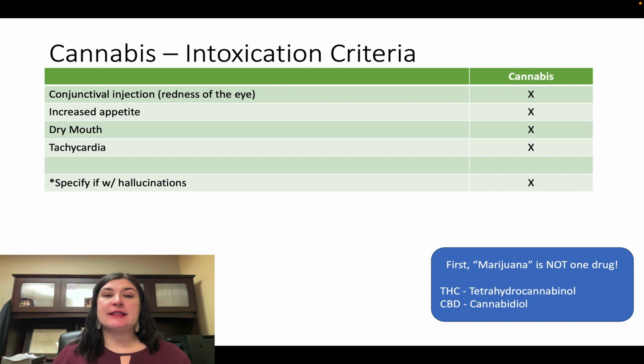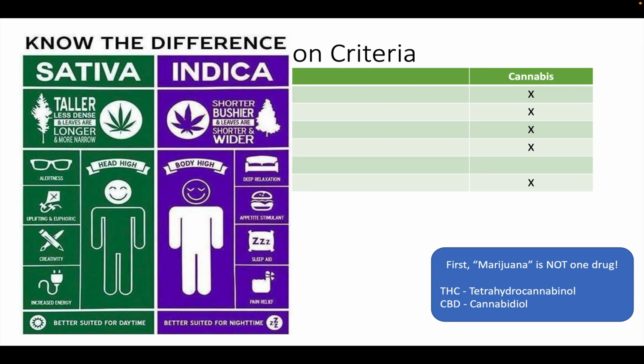Cannabis tends to fall into all three categories: depressants, stimulants, and hallucinogens, because it depends on the type of strain that you can get. But the intoxication criteria can look like redness of the eye, an increased appetite, dry mouth, and tachycardia, which is fast heart rate. Some cannabis strains can create hallucinations. Remember that marijuana is not one drug, it is THC and CBD. Then there's also the different strains.